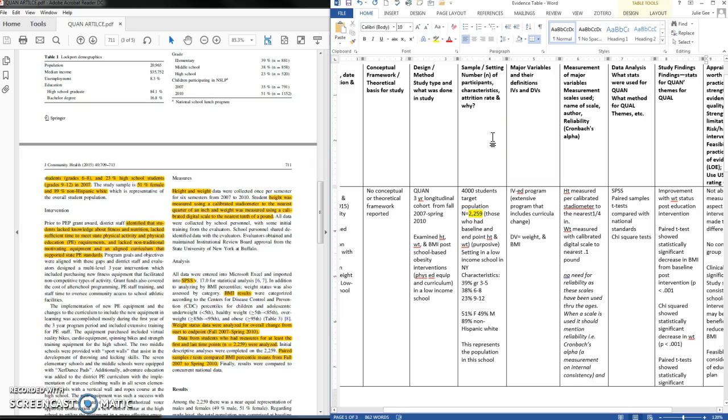Okay, so if we go over here to this next column, we look at the sample and the sample setting. The goal is to be brief here, just so you know when you go back, you have organized data and you know right off the bat what it was you read about this article that was important.